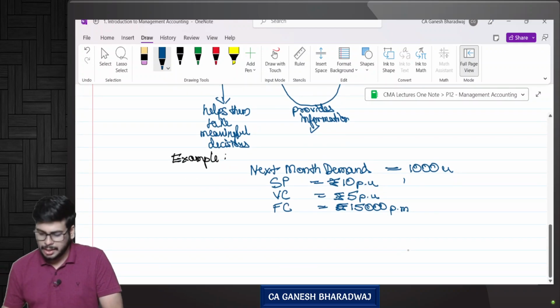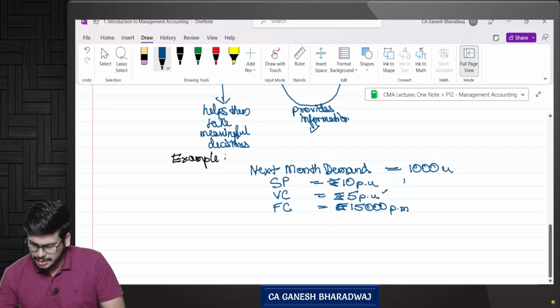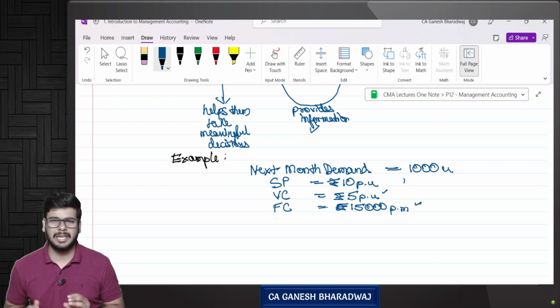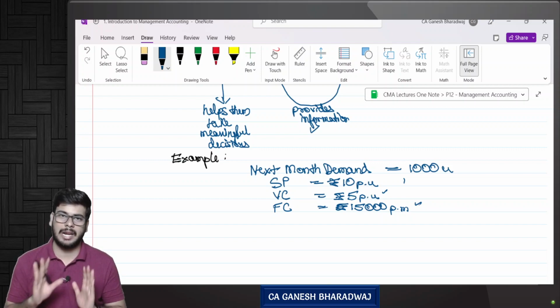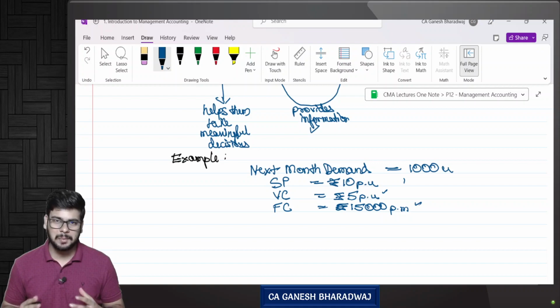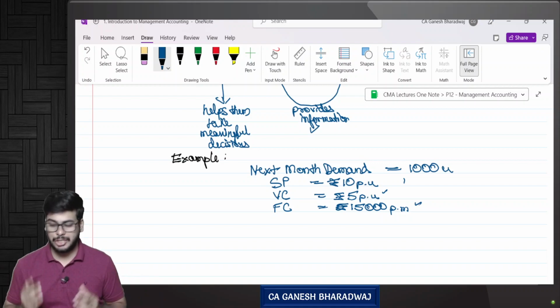Fine. Now, variable cost 5 rupees per unit, fixed cost 15,000 rupees per month. Basically, what do you mean by a variable cost? What do you mean by a fixed cost? I will just explain it to the extent relevant right now, because I will explain everything properly when we get into this chapter called marginal costing.